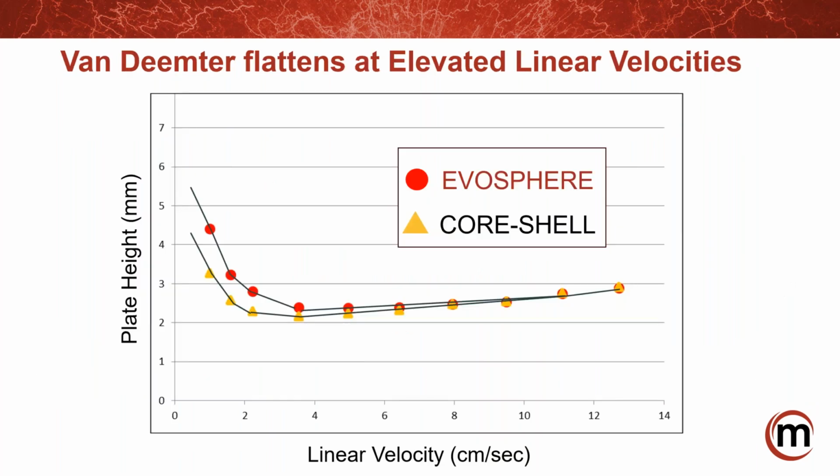So people say, oh, well, I really want to see a Van Deemter so you can prove this out. Well, here's a Van Deemter of the monodisperse particle in a similar particle size, 3 micron versus 2.7, or 2.6, of a core shell material. And you can see at higher linear velocities, the Van Deemter pretty much flattens. So you can run faster and not lose plates.